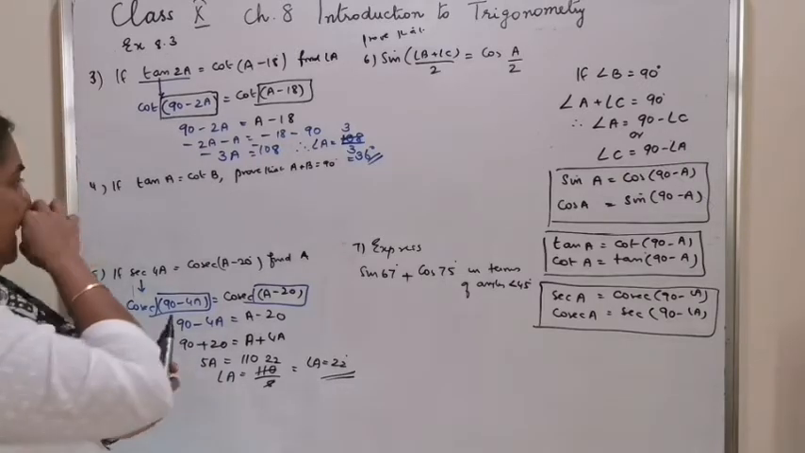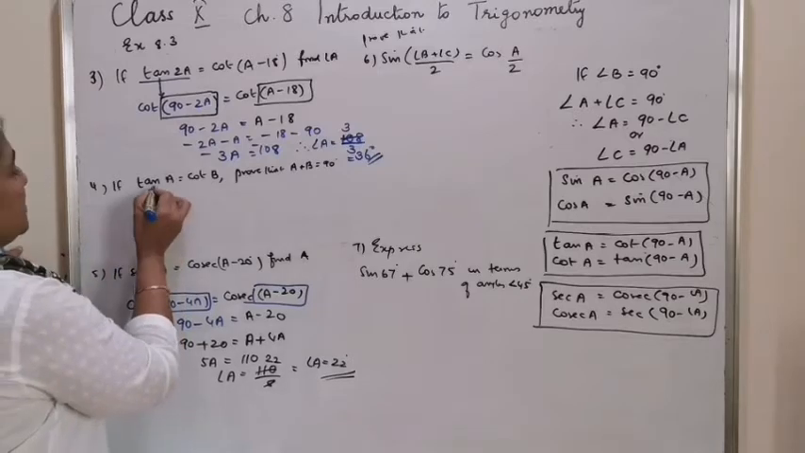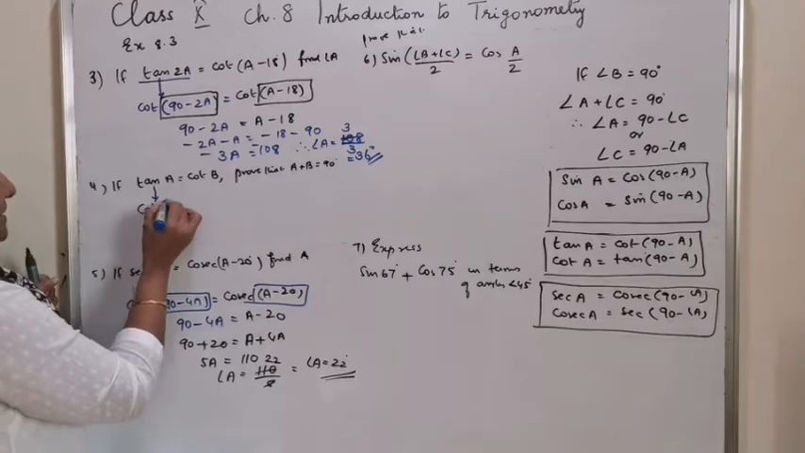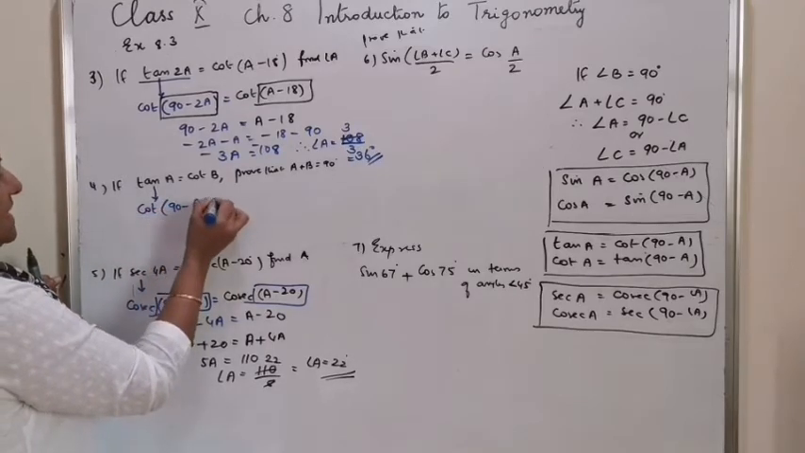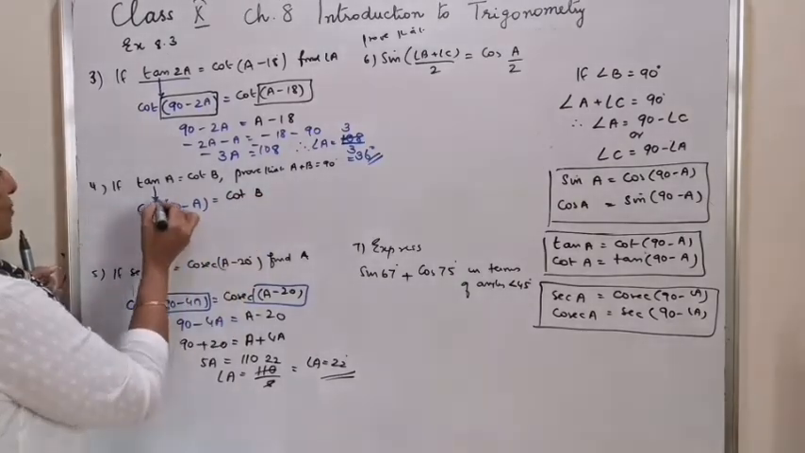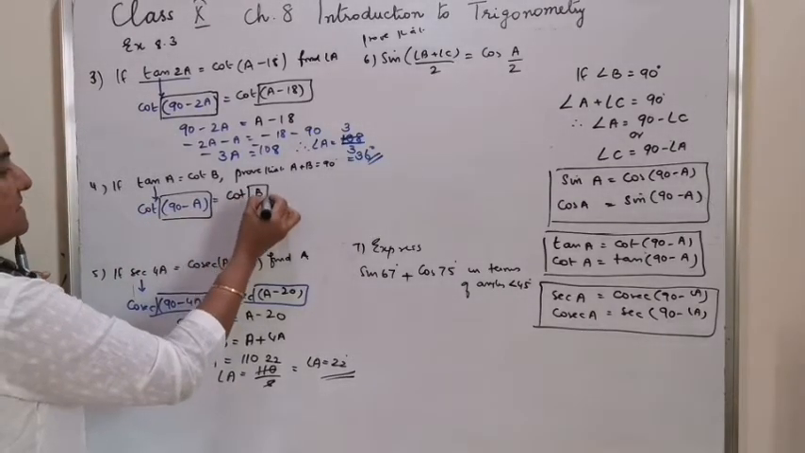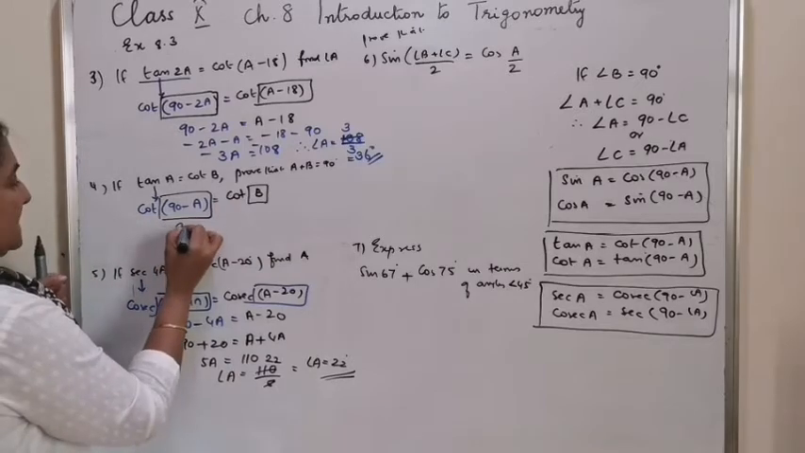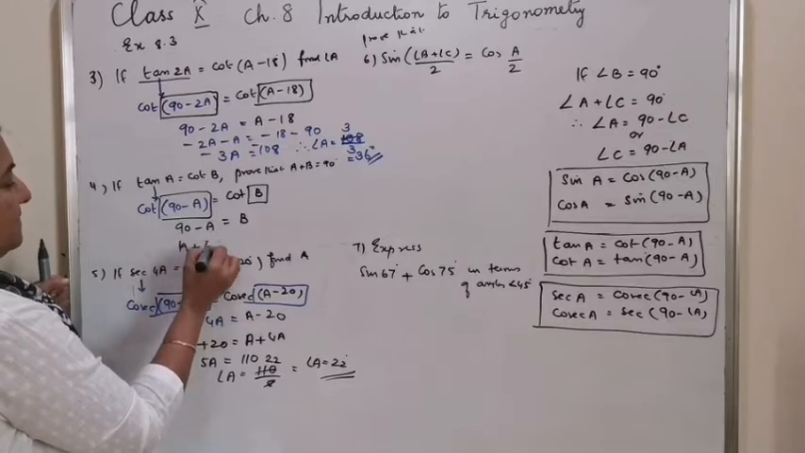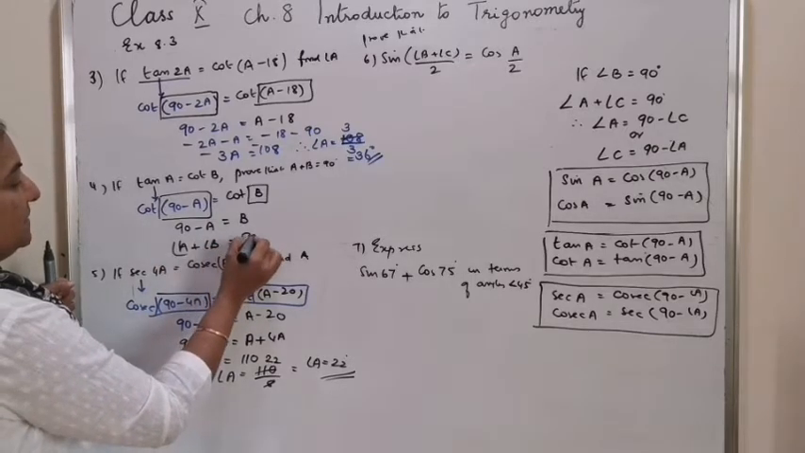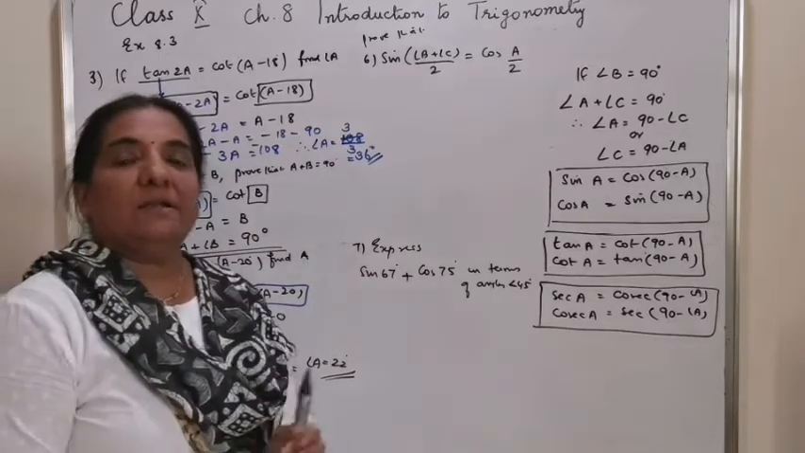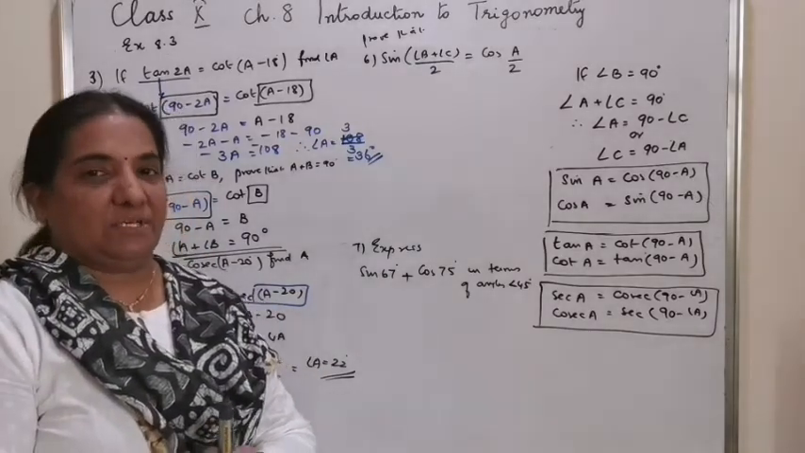A similar question: if tan A is equal to cot B, prove that angle A plus angle B is equal to 90 degree. Change one of them. Tan has to be changed into cot. 90 minus A is equal to cot B, which will remain as such. You will compare only the angles, which shows that 90 minus A is equal to B, or angle A plus angle B is equal to 90 degree. So these are possible 2-mark questions.